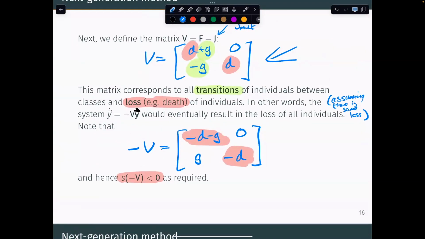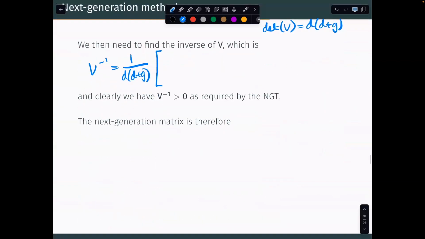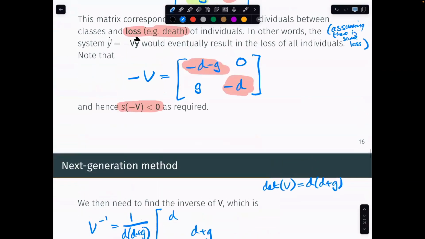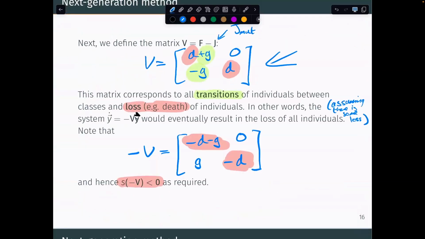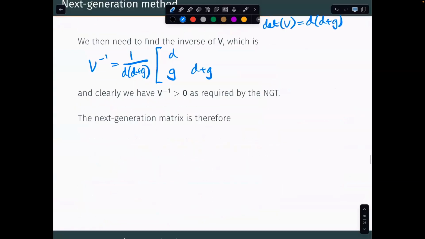So we need to change the order of the elements. Switch, this entry goes down here, and this entry goes up here. So the elements in the main diagonal get switched. We get a D and a D plus G now on the main diagonal. And then the elements on the off diagonal, we just take minus those elements. So we had a minus G before, this goes to G. We had a 0 before, this goes to 0. We can leave it like that, or we can multiply it out to be 1 over D plus G, 0, G over D times D plus G, and 1 over D.